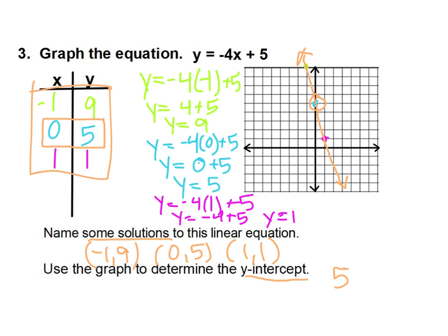So any ordered pair that falls on this line. My line's not that accurate, so I'm not going to try and pick one, because I would much rather do it on paper and use a ruler. But any other of these ordered pairs that falls on this line up here would be a solution.